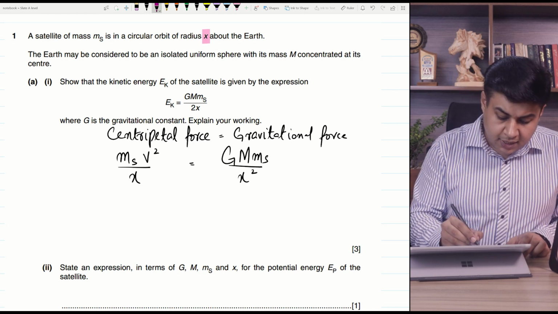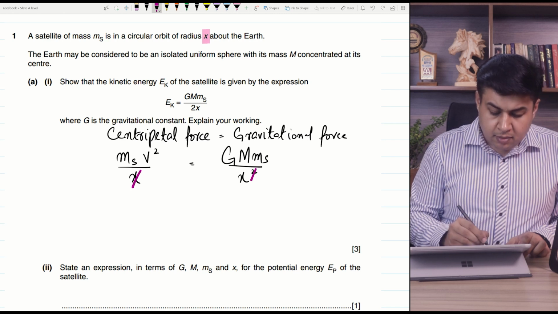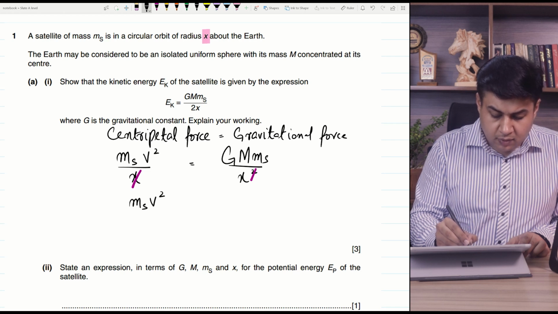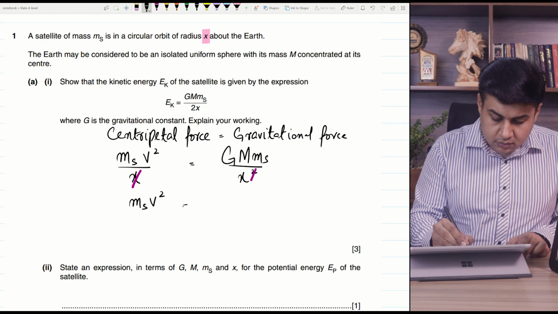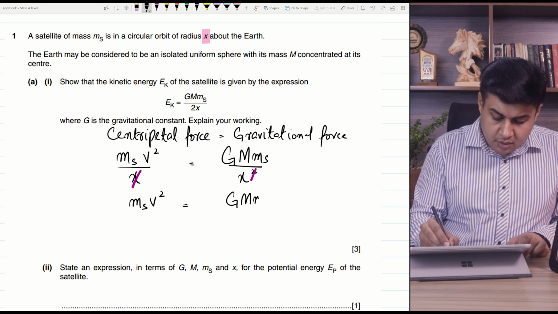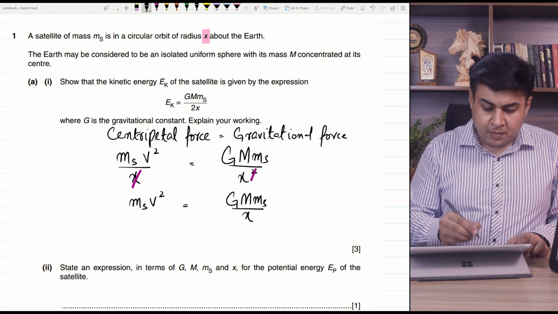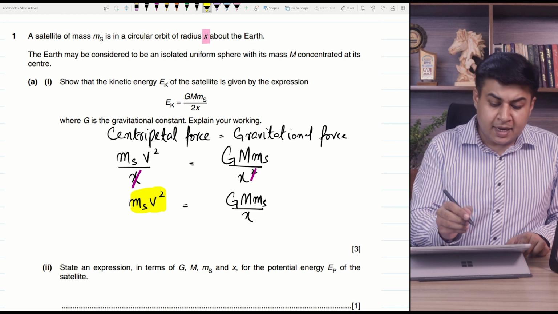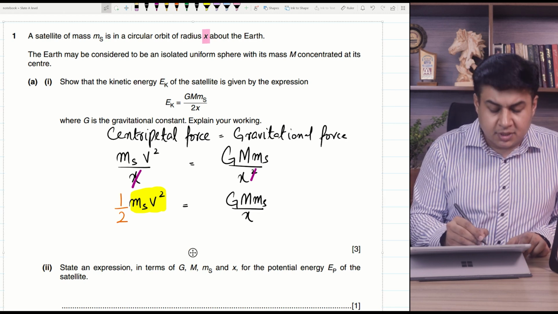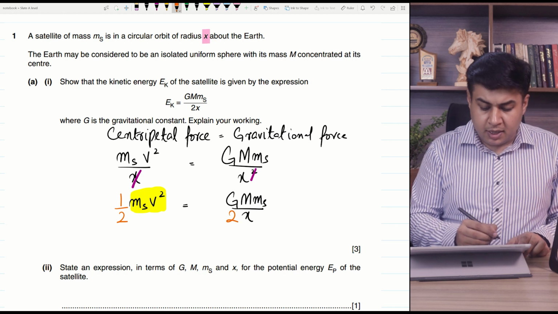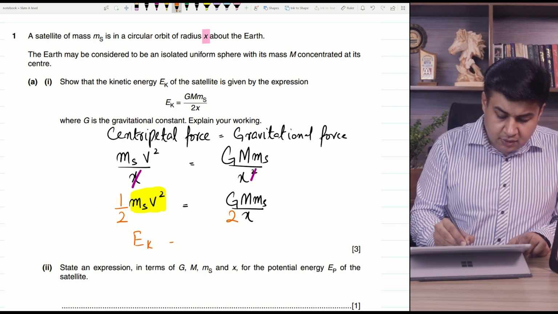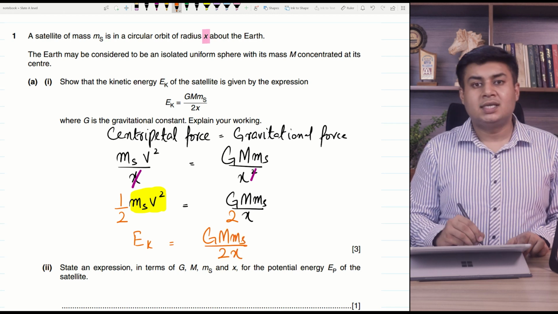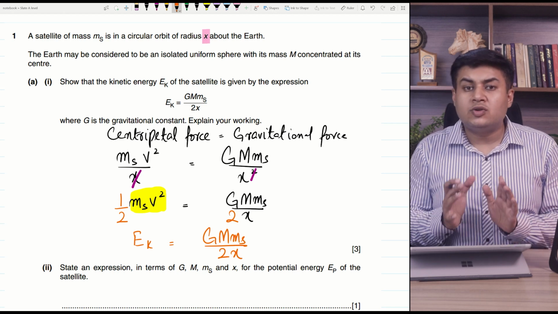One x will be cancelled out with one x. Do not cancel out the mass of the satellite. ms, the mass of the satellite, multiplied by v square is equal to GMms divided by x. Now how do we convert this expression into the expression of kinetic energy? We have mv square, we just have to add an extra half with it, so it becomes half mv square, and we multiply on the other side as well. So here you have the expression of kinetic energy, which is equal to GMms over 2x. You have to use exactly the same symbols that the examiner used.